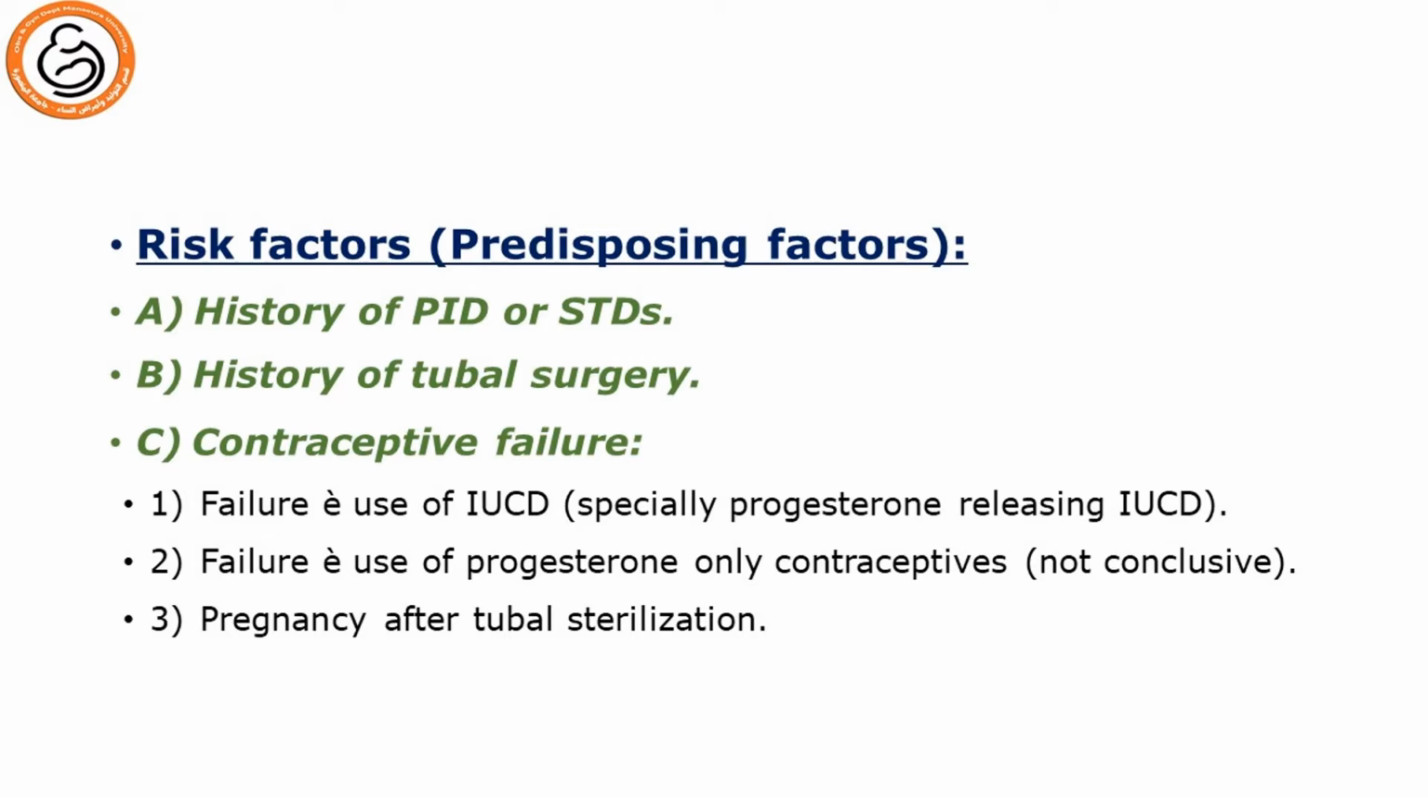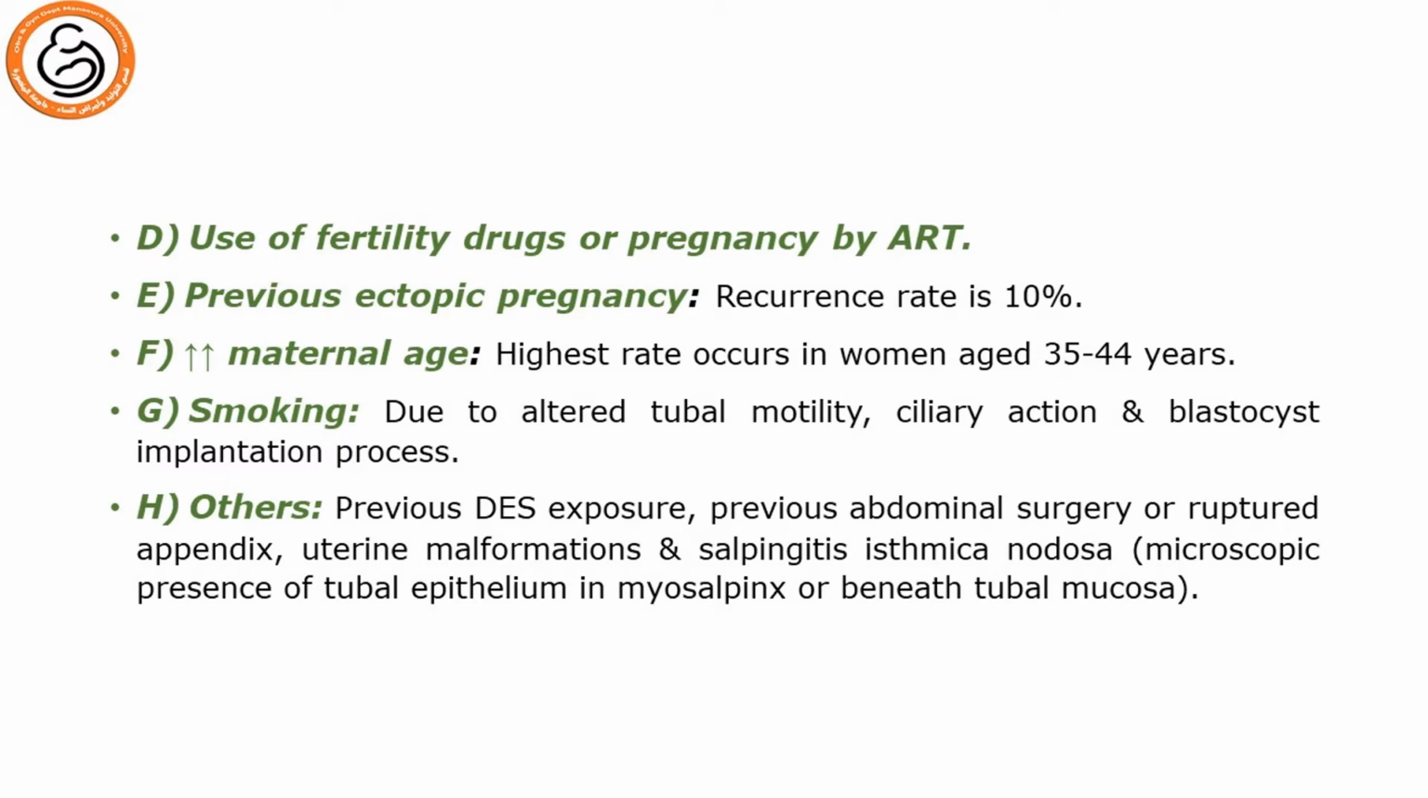Failure with use of progesterone-only contraceptives, not a conclusive cause. Pregnancy after tubal sterilization on the tubal stump. Use of fertility drugs for management of infertility and pregnancy by ART also increased the rate of ectopic pregnancy. Previous ectopic pregnancy with a recurrence rate of about 10%. Increased maternal age. The highest rate occurs in women aged 35 to 44 years old.